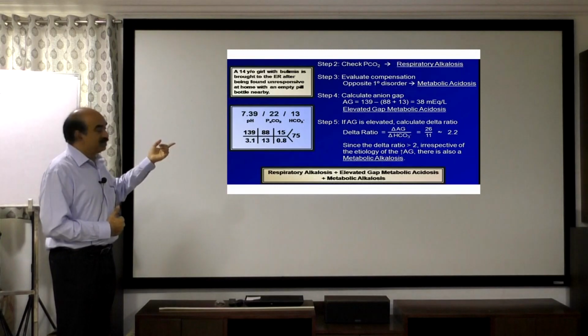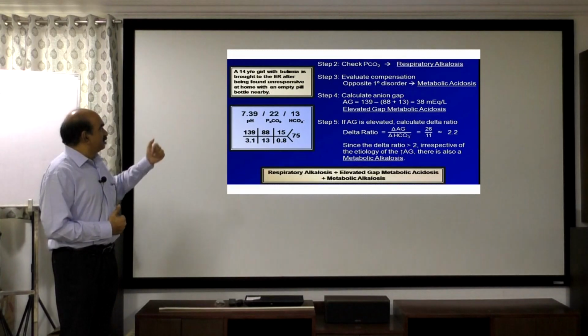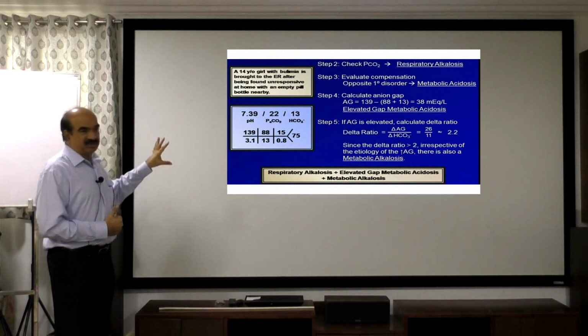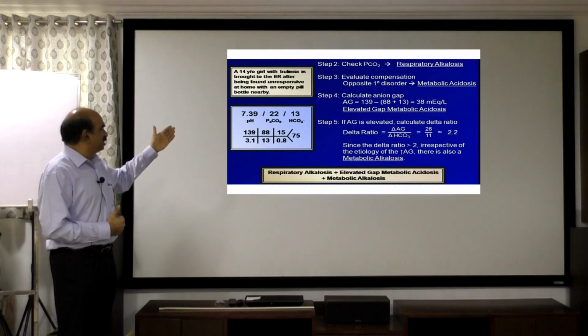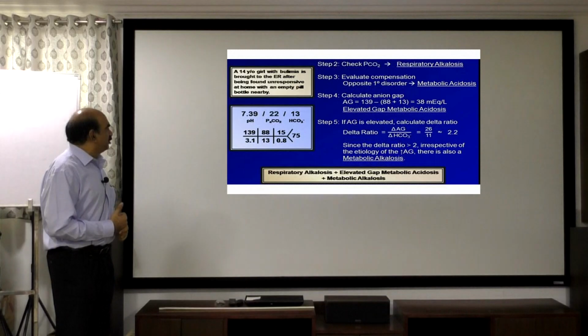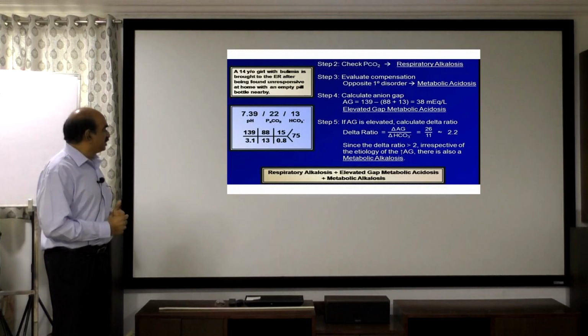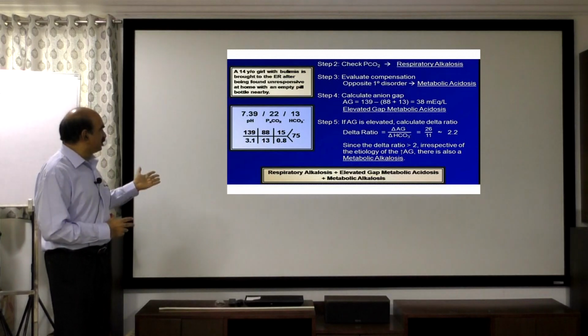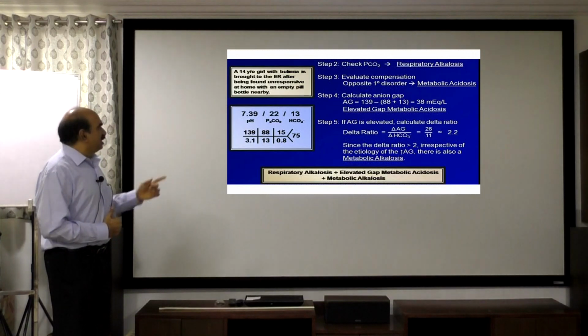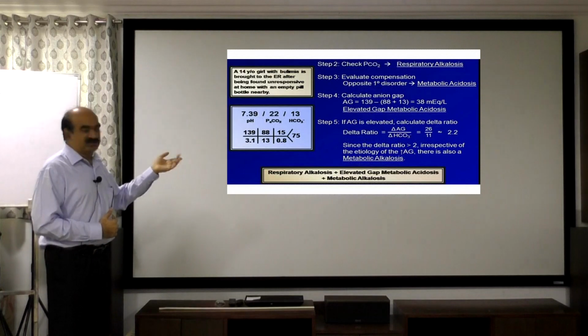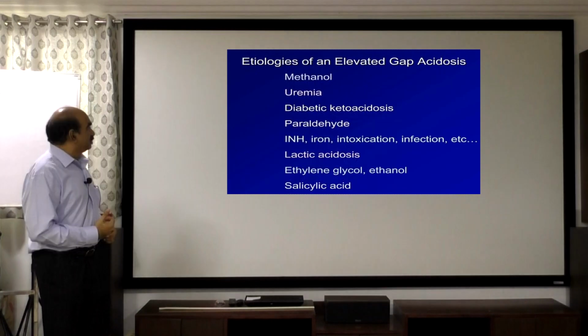Low CO2. Low CO2 indicates the respiratory alkalosis part and metabolic acidosis. Anion gap is high, elevated gap metabolic acidosis with respiratory alkalosis, but delta ratio is 2.2. So there is additional metabolic alkalosis.